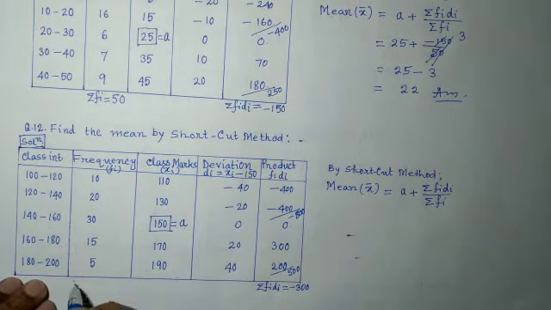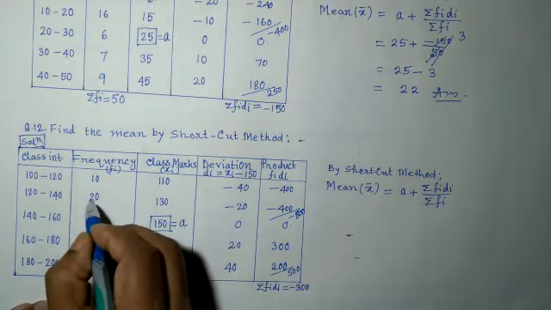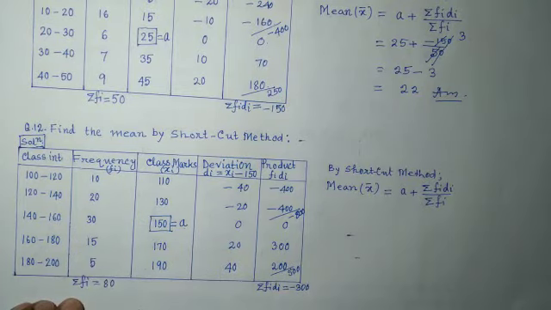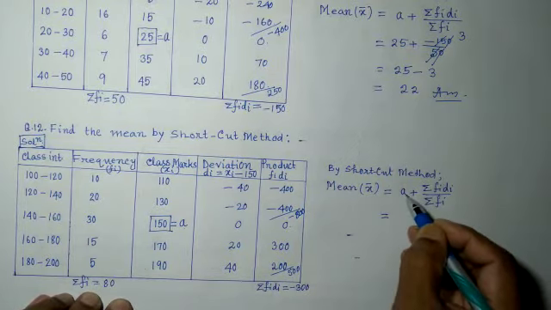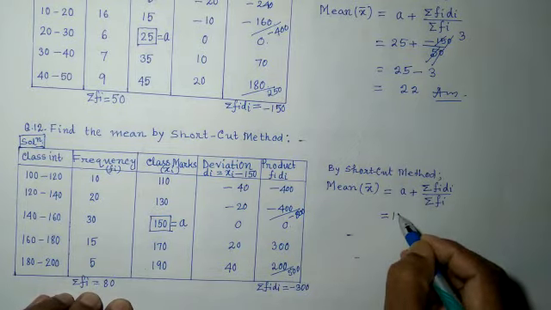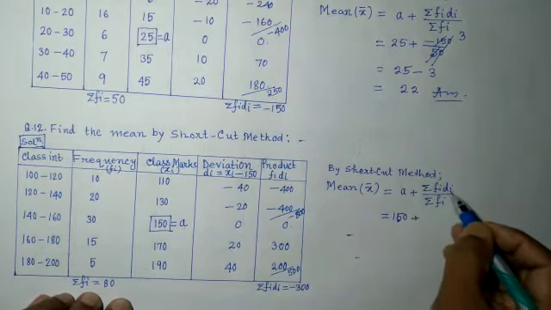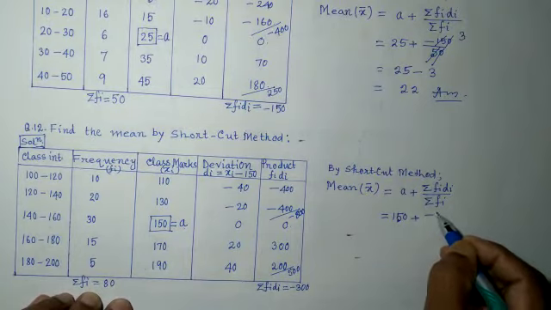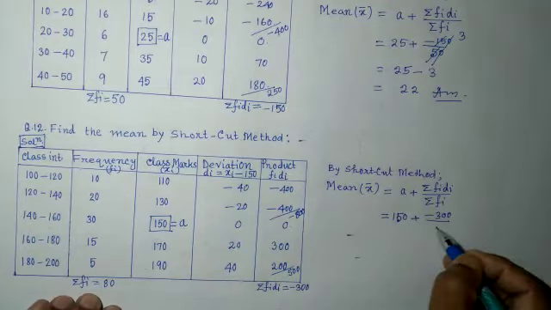And here we will need sigma fi. So add all these figures. Sigma fi will be 10, 0, carry 1, 2, 5, 7, 8. It is 80. Sigma fi is 80. And put this value in the formula. See here, what is the value of a? A is 150. This is called the assumed mean. Then plus sigma fi di, we got here minus 300. And sigma fi, we got here 80.